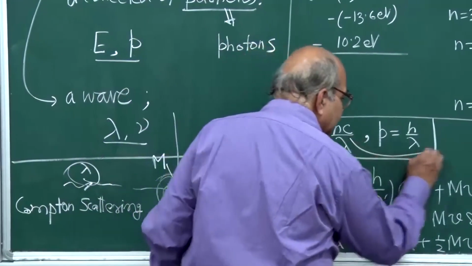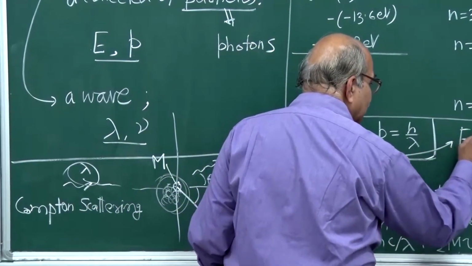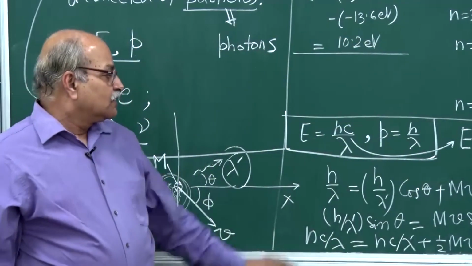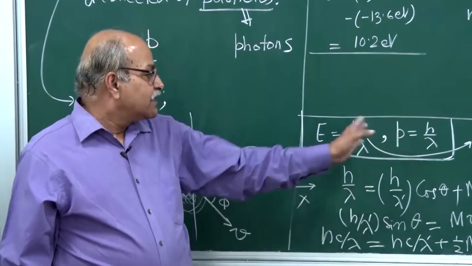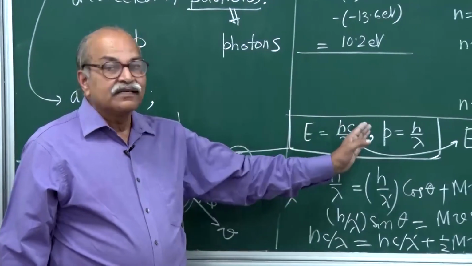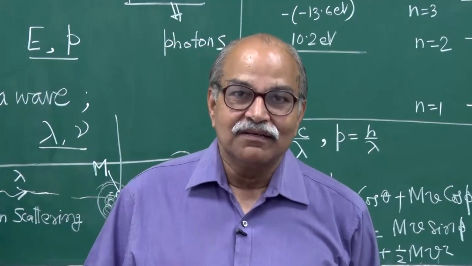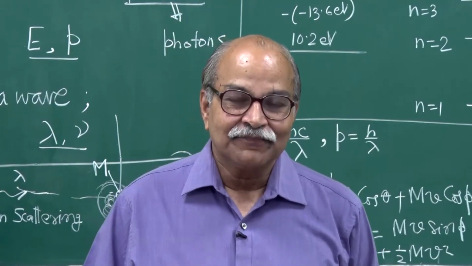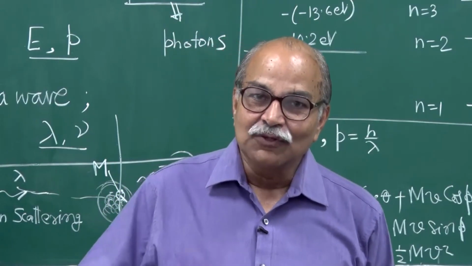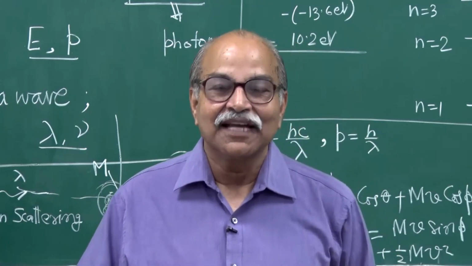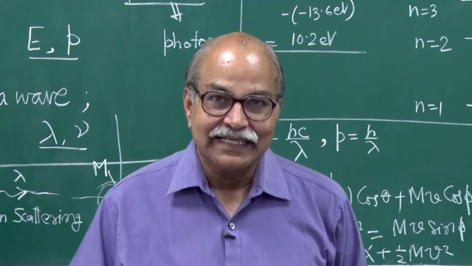This is also equal to h times nu. Okay, so the wavelength and frequency are related to energy and linear momentum. So now we are ready to understand how hydrogen emits only those 4 specific wavelengths, and that will be our next lecture's topic.